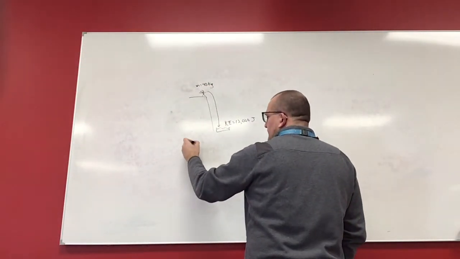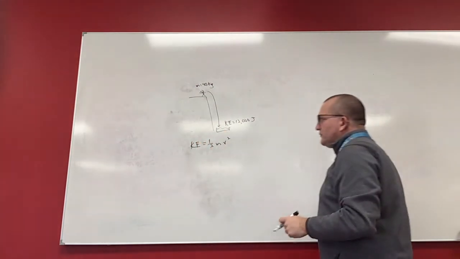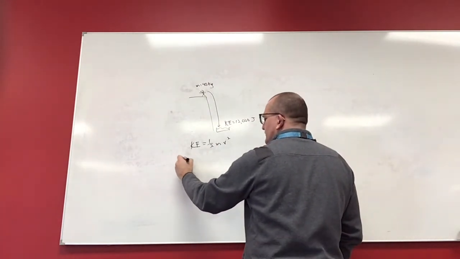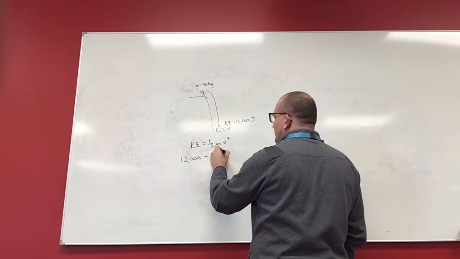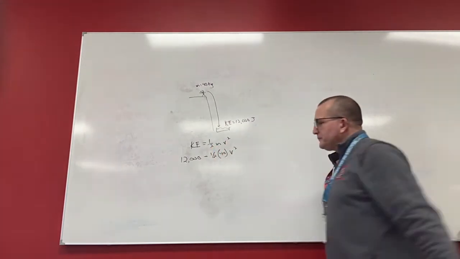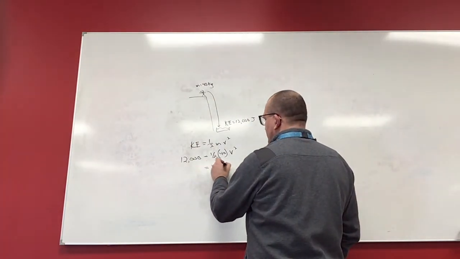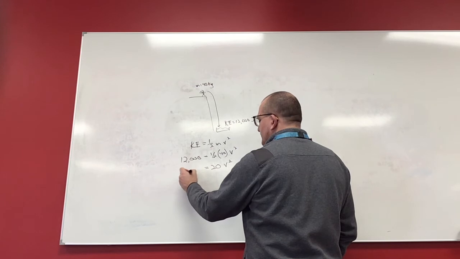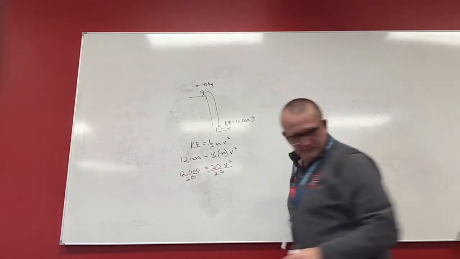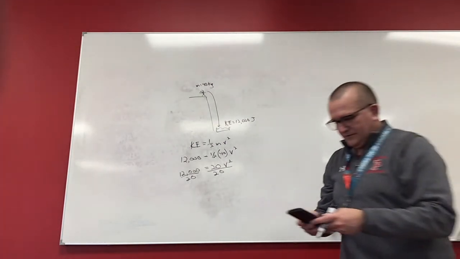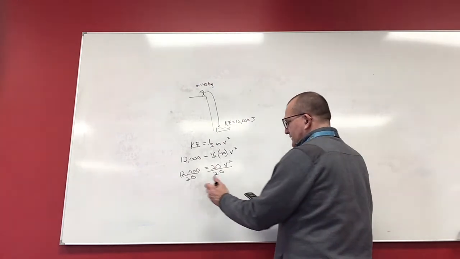Well, let's look at the equation. Kinetic energy is 1/2 mass times velocity squared. So let's substitute in. Kinetic energy is 12,000, 1/2, our mass is 40, v squared. So I'm going to do a step here. I'm going to take 1/2 times 40, which is 20. So 20 v squared is equal to 12,000. Divide both sides by 20. I'm going to do that one in my head. So 12,000 divided by 20 is 600.